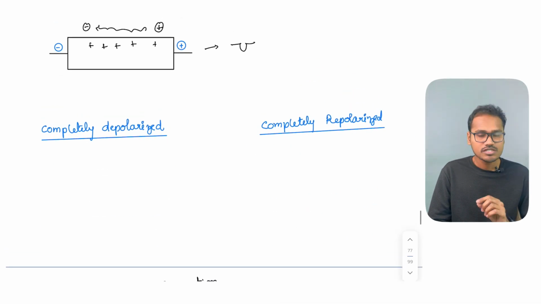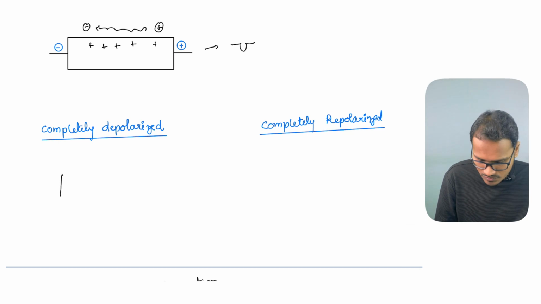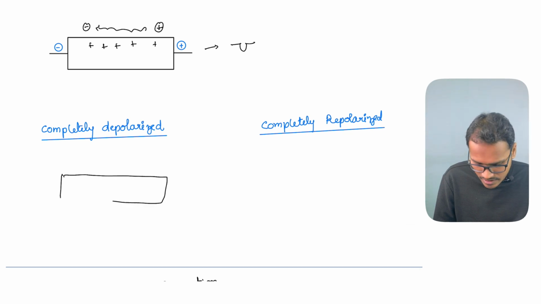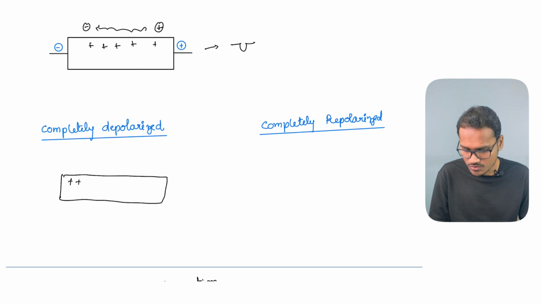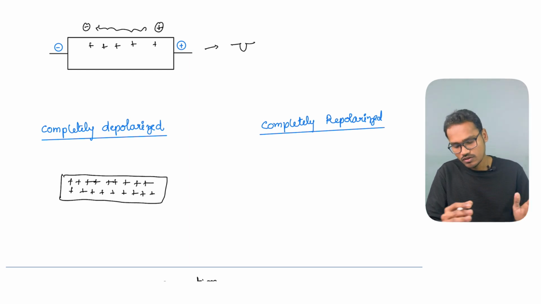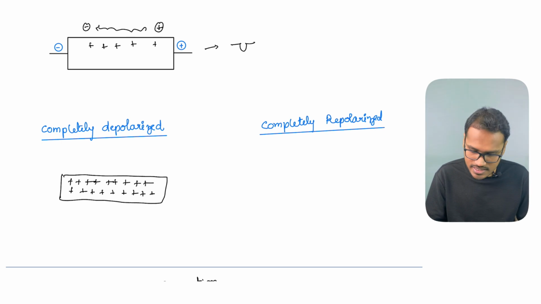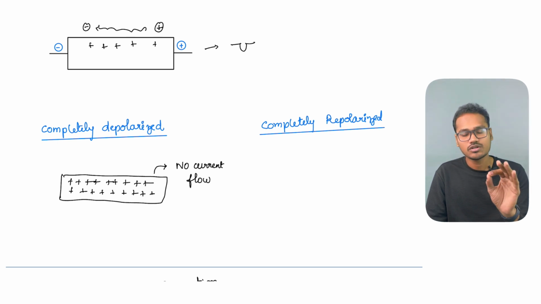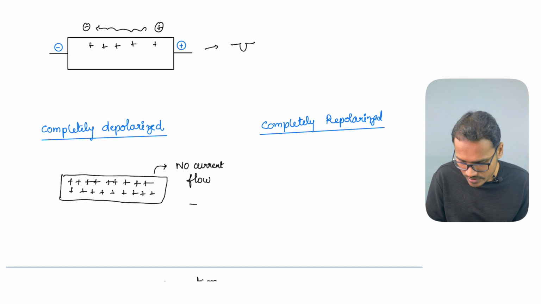We have to understand one more simple concept. Suppose a tissue is completely depolarized. Completely depolarized means all of the tissue is positive. So what is going to happen? At this given point of time, let's imagine all of the tissue has become positive. There will be no current flow, so the voltmeter is not going to show any recording. It is going to be a flat line.